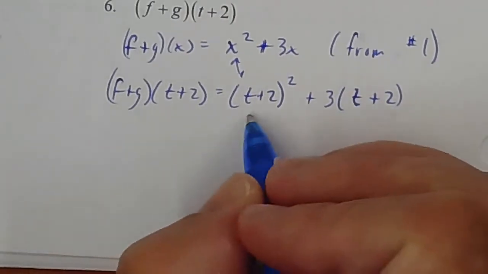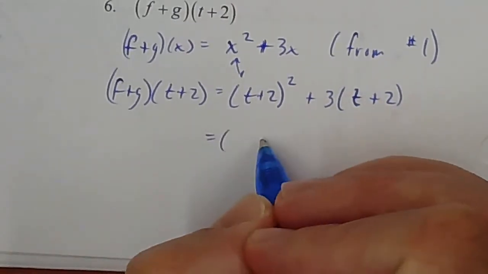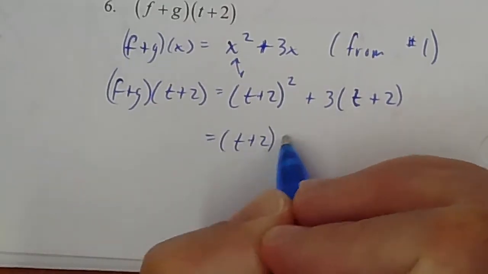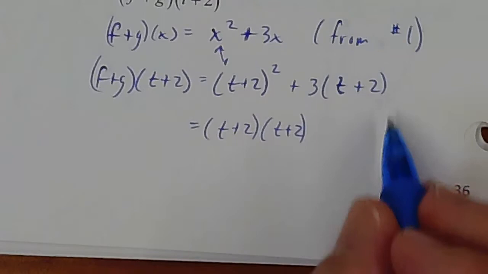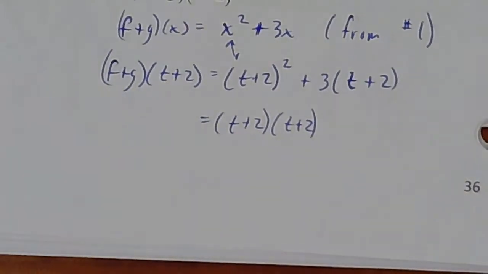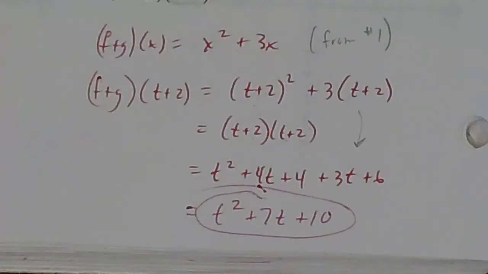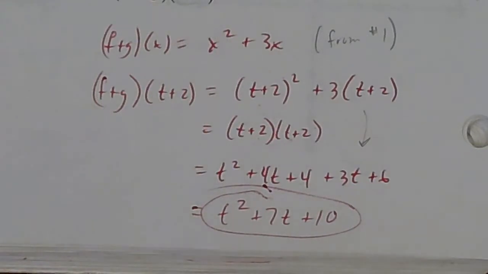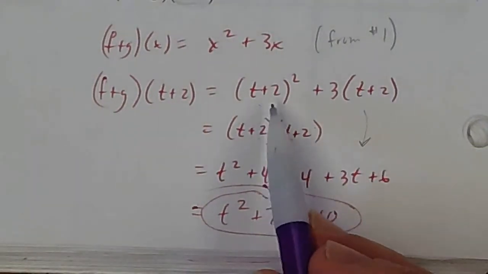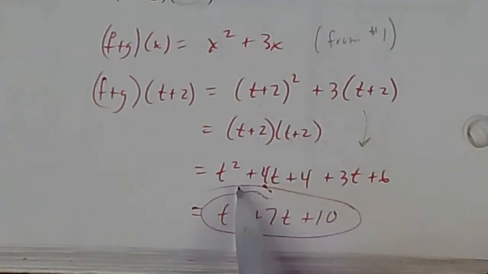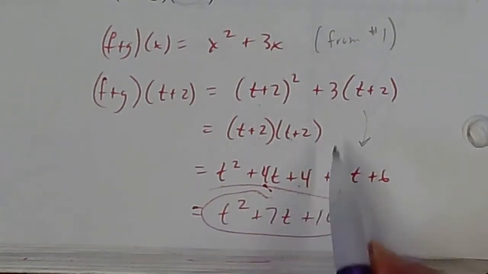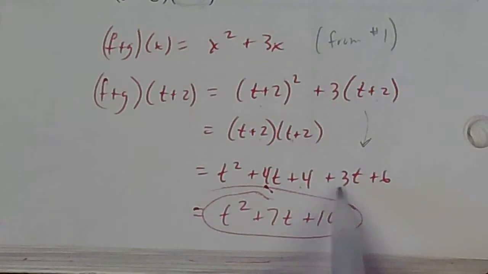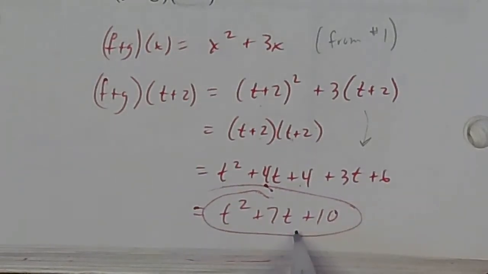Okay, try to get about 30 seconds ahead of me now. Let's see if you can expand this correctly. All right, expand t plus 2, FOIL it, and then multiply it by 3 and get your answer. Go ahead. Okay, here's the solution to 6. So when you expand t plus 2, this is what we get, t squared plus 4t plus 4. Okay, and then we got the 3 times t plus 2. Combined like terms, we get t squared plus 7t plus 10.